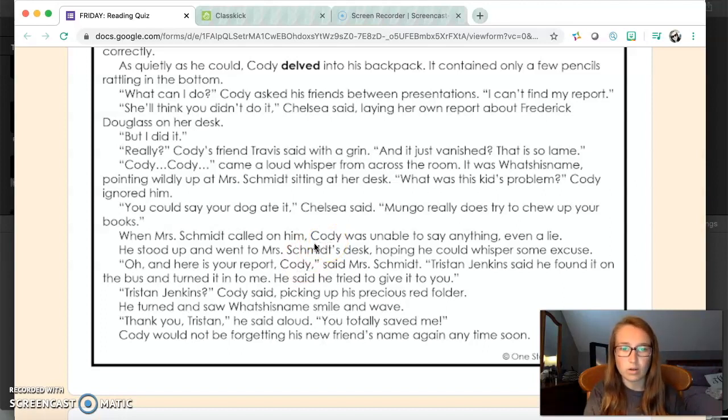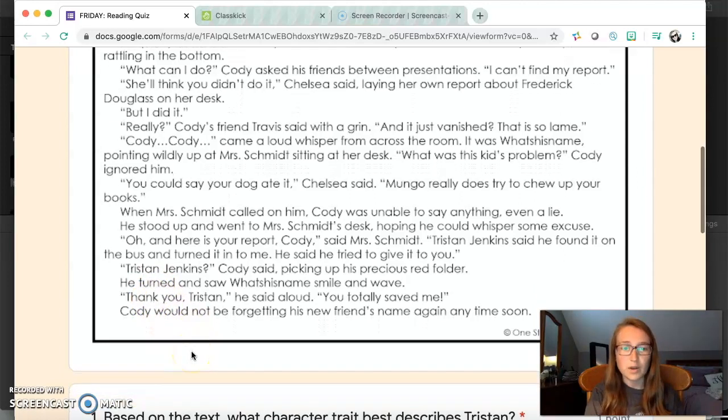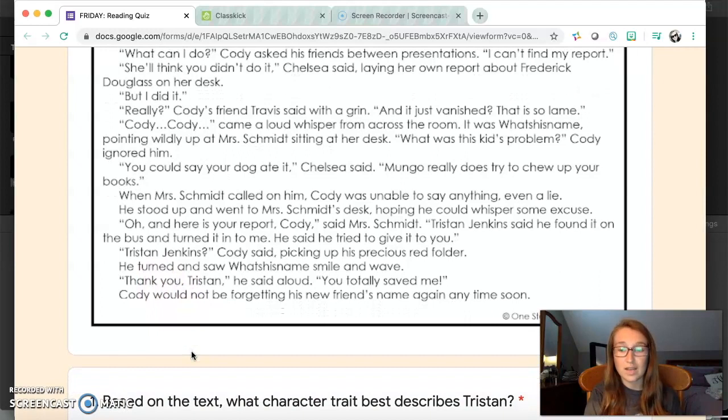When Miss Smith called on him, Cody was unable to say anything, even a lie. He stood up and went to Miss Smith's desk, hoping he could whisper some excuse. "Oh, and here's your report, Cody," said Miss Smith. "Tristan Jenkins said he found it on the bus and turned it in to me. He said he tried to give it to you." "Tristan Jenkins?" Cody said, picking up his precious red folder. He turned and saw what's-his-name smile and wave. "Thank you, Tristan," he said aloud. "You totally saved me." Cody would not be forgetting his new friend's name again anytime soon.